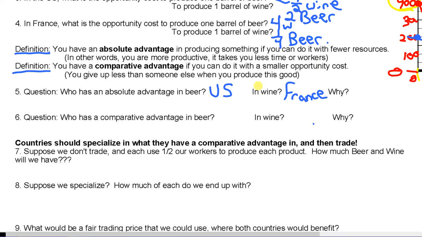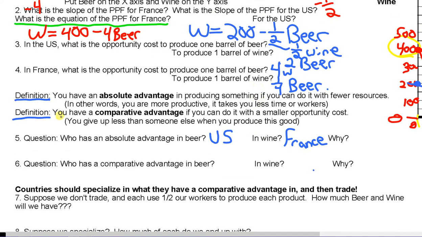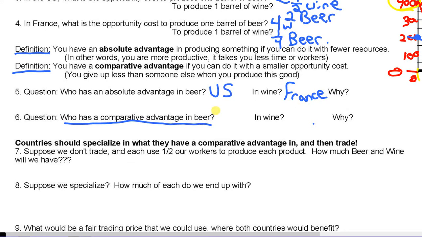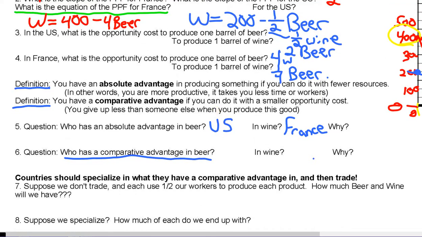Now, what about a comparative advantage? Here we're looking at the opportunity costs. So what we're asking again is, you have a comparative advantage if you can do it with a smaller opportunity cost. You give up less than someone else when you produce this good. So when I ask who has a comparative advantage in making beer, I'm asking, when you make beer, whose opportunity cost is lowest? Well, let's compare.